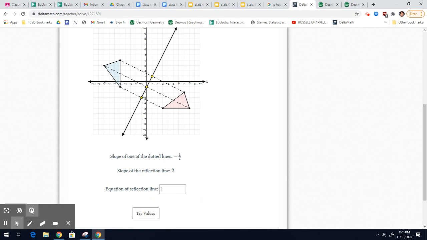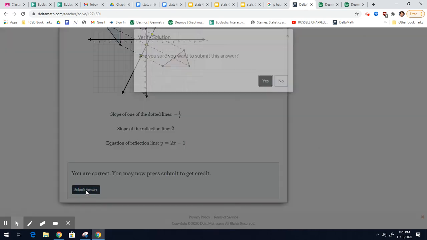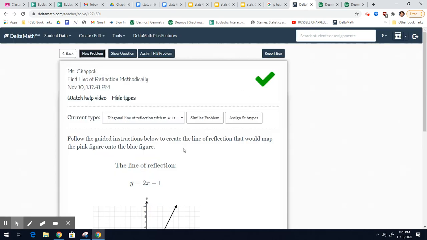And now it wants the line equation. I know it's going to say y equals 2x, because the slope is 2. And now the y-intercept of that line is right here at -1. I'm correct. Thank you very much. Good. All right, last one coming.